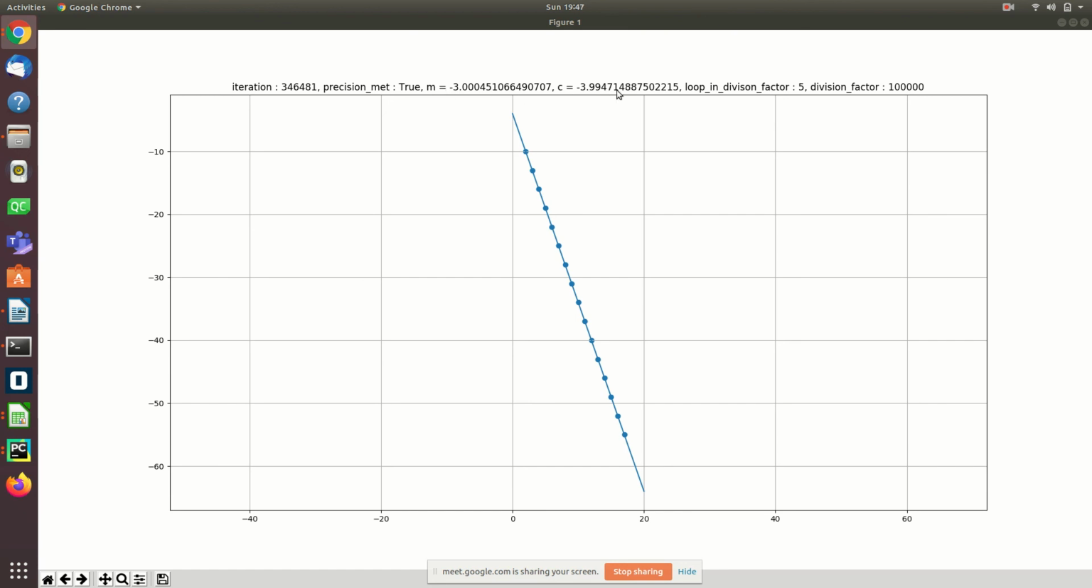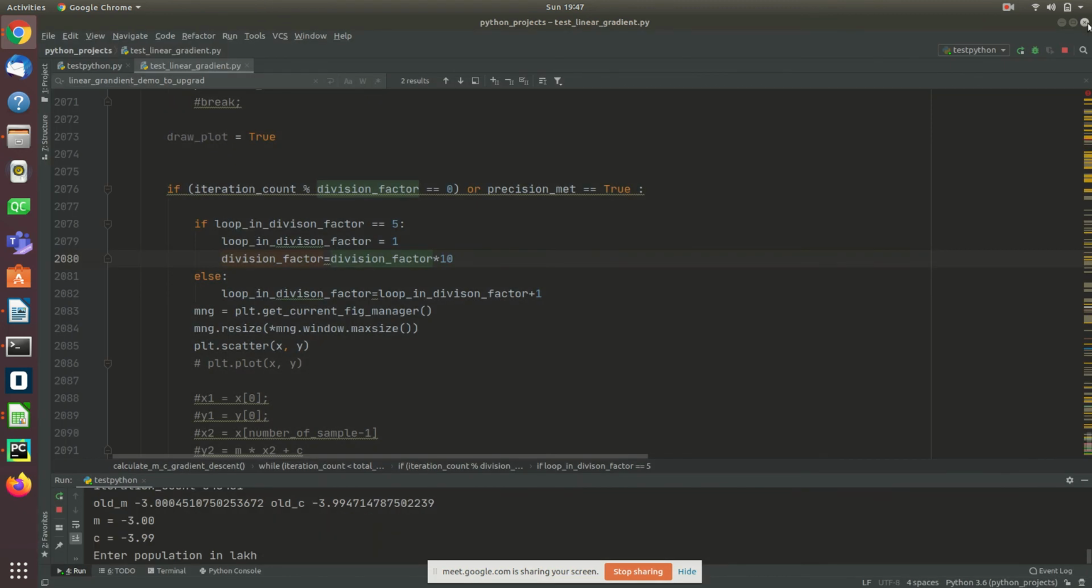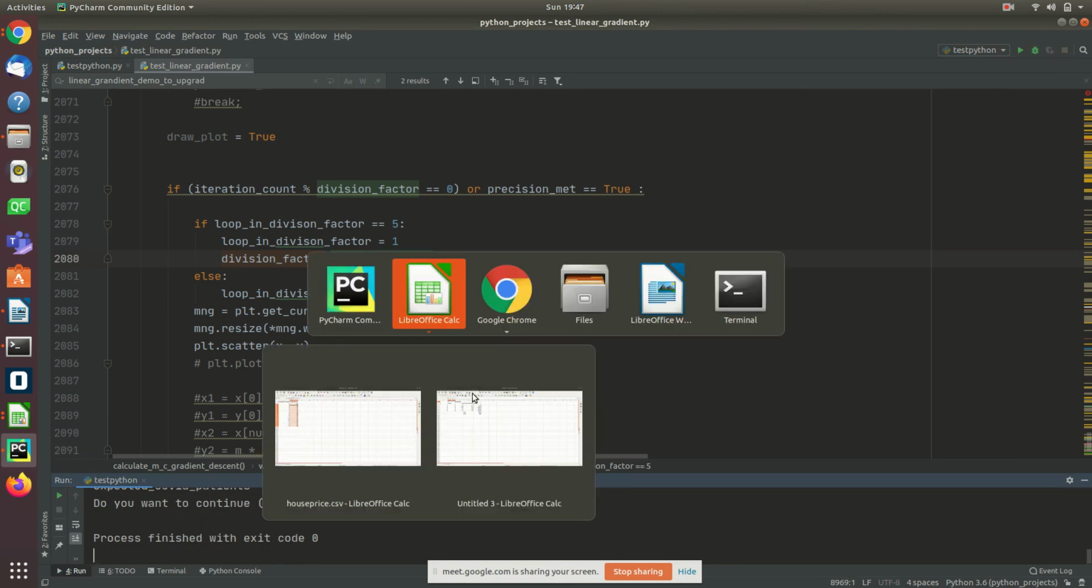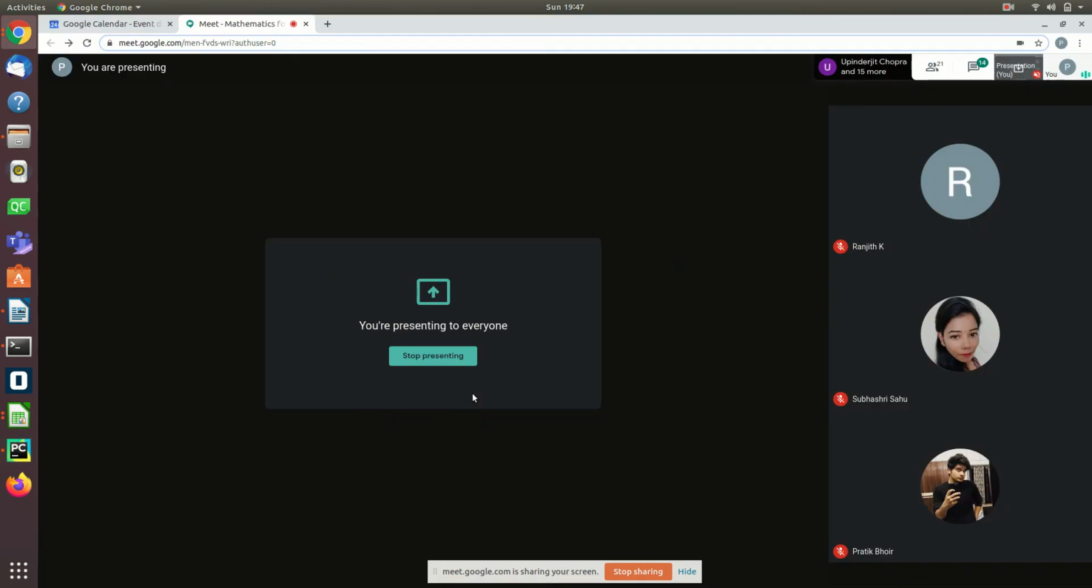You guys convinced that our algorithm works not only for what I really did early but even for any value of m and c, right? Right. Okay, good. Population in lakh or population, nothing, let it go. I don't want to continue. Fine. So with this I end my session 13 minutes in advance.